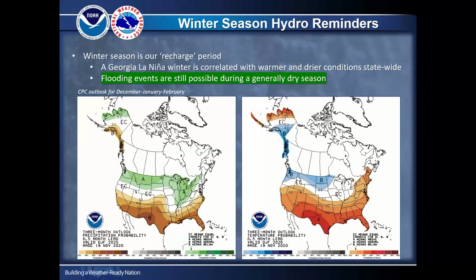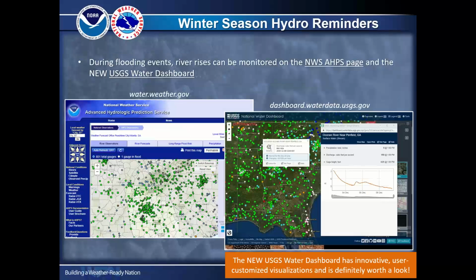And despite what the 90-day outlook might be showing, a higher probability of seeing drier than usual conditions, heavy rain and flood events are definitely still possible during a drier season where La Nina could be pointing to that. So keep that in mind.